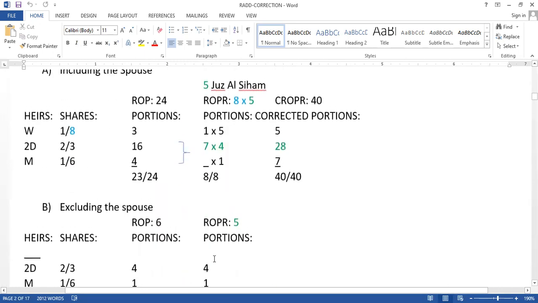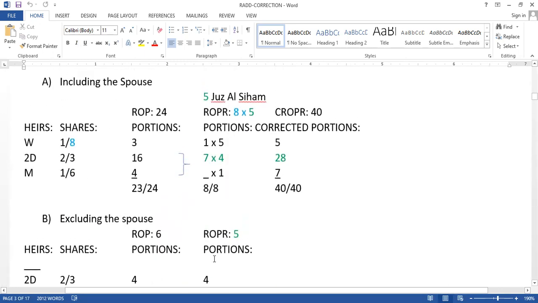Now, another example here is si wife, 2 daughters, and mother. So, their shares are 1/8, 2/3, and 1/6. So, for our ROP, that is 24 divided by 8 times 1 is equals to 3 for the wife. And then 16 for the 2 daughters and 4 for the mother. So, pag i-add natin yan, 16 plus 4, 20 plus 3, 23 all over 24. So, again, walang residuary dyan. So, ibig sabihin, this is the doctrine of Radd.